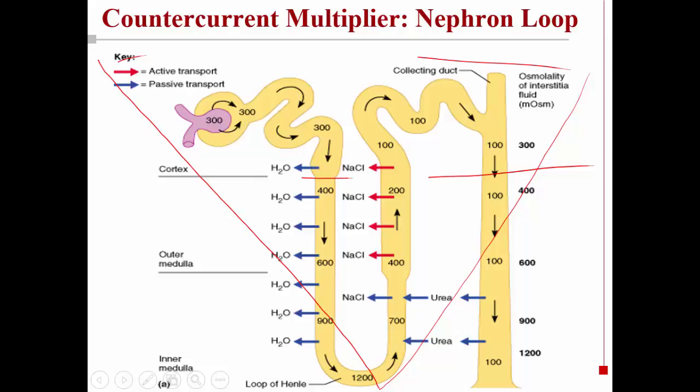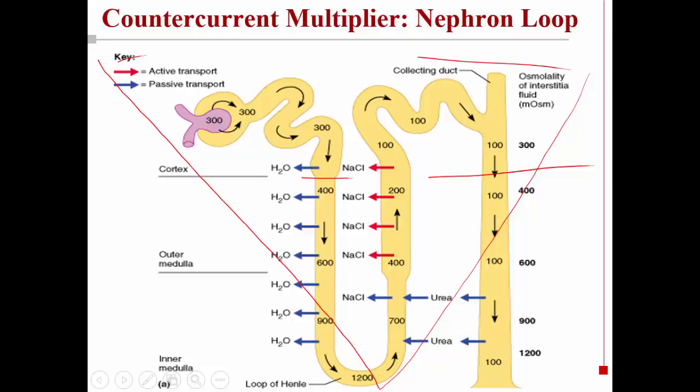Here is the Bowman's capsule, and as glomerular filtration occurs, the filtrate in the Bowman's capsule is still 300. It is isoosmotic. As the filtrate moves through the proximal convoluted tubule, remember this is where tubular reabsorption occurs, where solutes and water move from the PCT back into the peritubular capillaries, it is still isoosmotic. It is still 300. But now we're going to enter the descending loop.